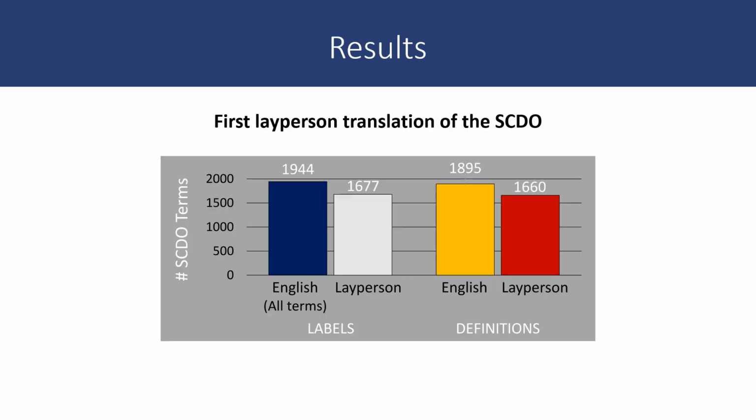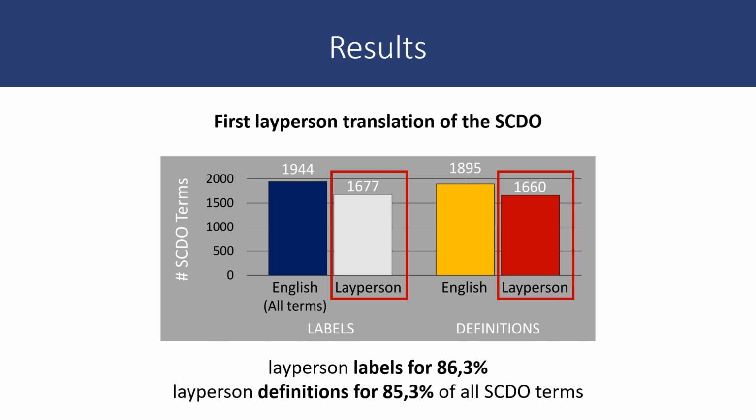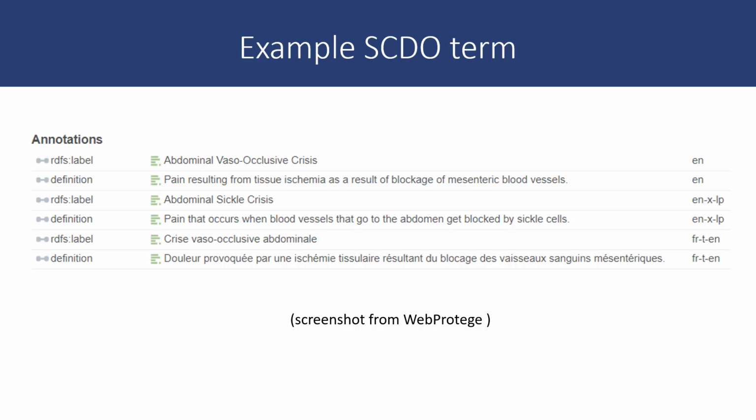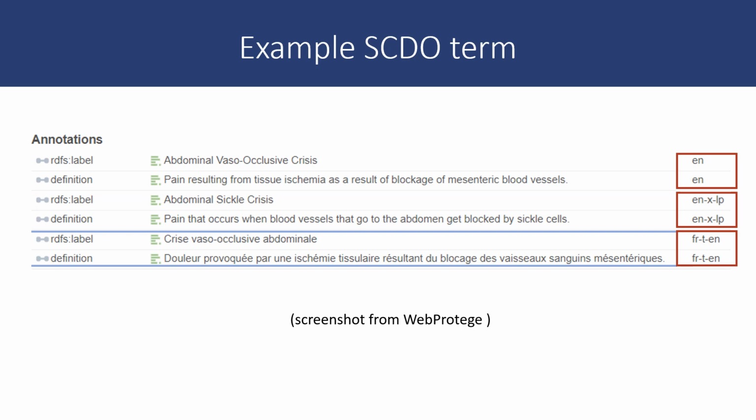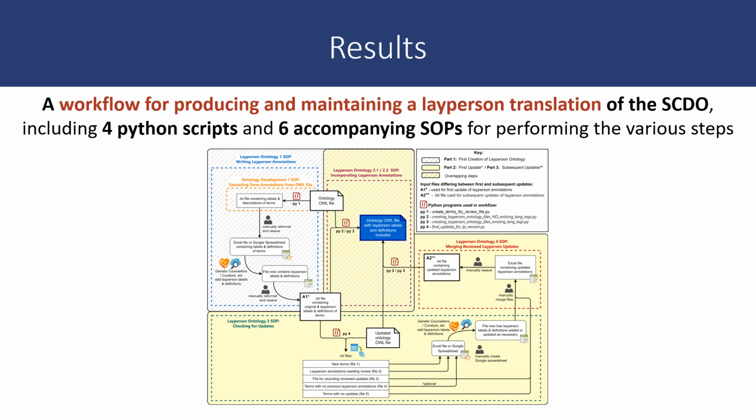And so we produced the first layperson translation of the SCDO, which has quite decent coverage with layperson labels for 86.3% and layperson definitions for 85.3% of all SCDO terms. This is an example of an SCDO term showing how we use language tags to indicate English and layperson and French annotations. Our other main result is a workflow for producing and maintaining a layperson translation of the SCDO, including 4 Python scripts and 6 accompanying SOPs for performing the various steps.